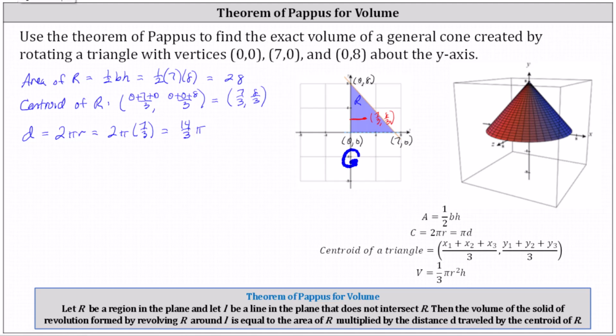Which indicates, using the theorem of Pappus, the volume V of the cone shown here on the right is equal to the area of R, which is 28, times the distance d, which is 14/3 pi. Which gives us 28 times 14/3 pi. The exact volume is 392/3 pi cubic units.